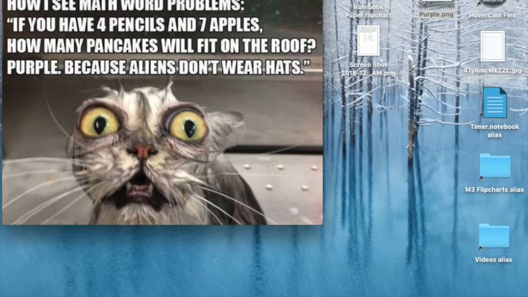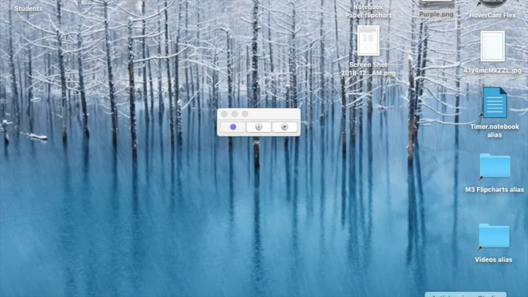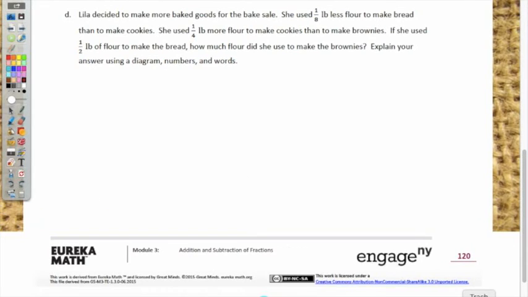So what strategy, boys and girls, do we use to help us make a problem easier to understand? Well, you can draw a tape diagram. It just so happens that I'm going to do a tape diagram for bread, brownies, and cookies, and I'm going to make them all the same size. Remember when we did a problem like this last week?